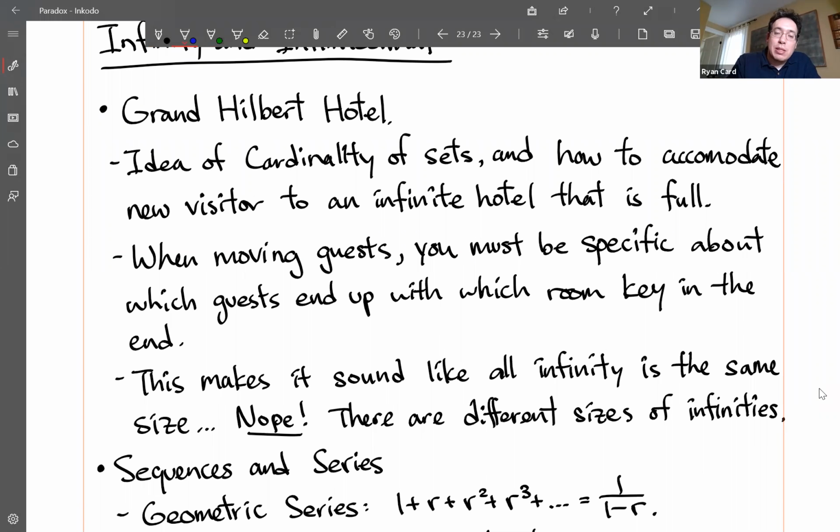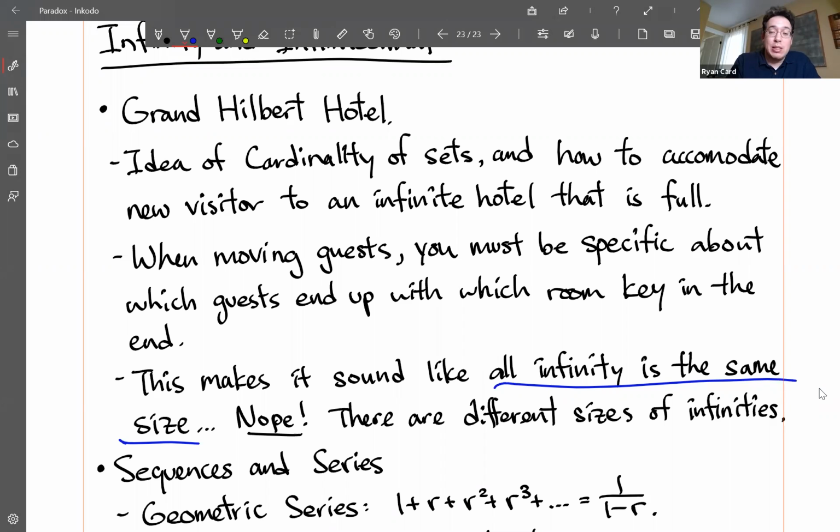I forgot to mention this when we were talking about the worksheet, but this Grand Hilbert Hotel idea makes it sound like all infinities are the same size, and that is wrong. That wasn't the point I was trying to get to at all. Infinity is a very flexible concept where infinity plus infinity is still the same size as infinity, and all that could be described using Hilbert Hotel or similar ideas.